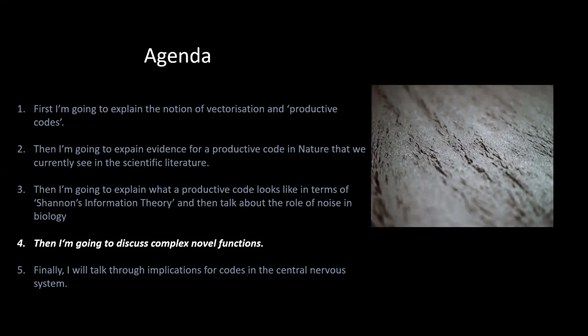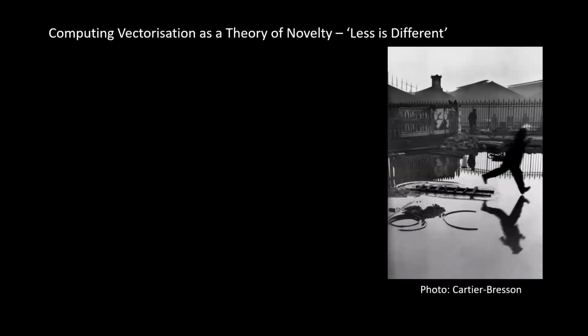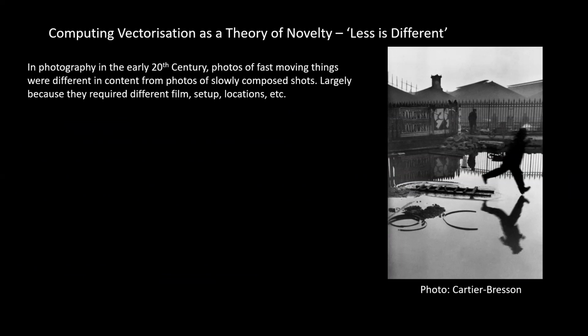So now I'm going to get into the last part of the talk, where I'm going to discuss how complex novel functions come out of potentially productive codes and vectorization. So we can take a step back from biology now and think more in terms of economics. And what I want to argue is, just like the physicist P.W. Anderson famously argued that more is different, we can actually argue that less is different as well, because this is where I think novelty can come from in these processes of productive codes.